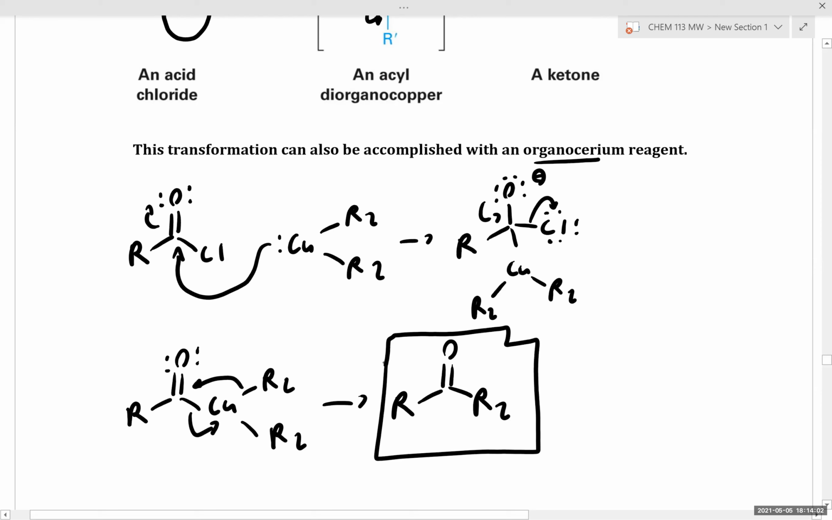Any questions on this example? Generally, the organocuprate reagent is symmetrical, because generally you're trying to prepare a ketone with a defined alkyl group substituted. Did that answer your question? Perfect, perfect. So let's keep going then.